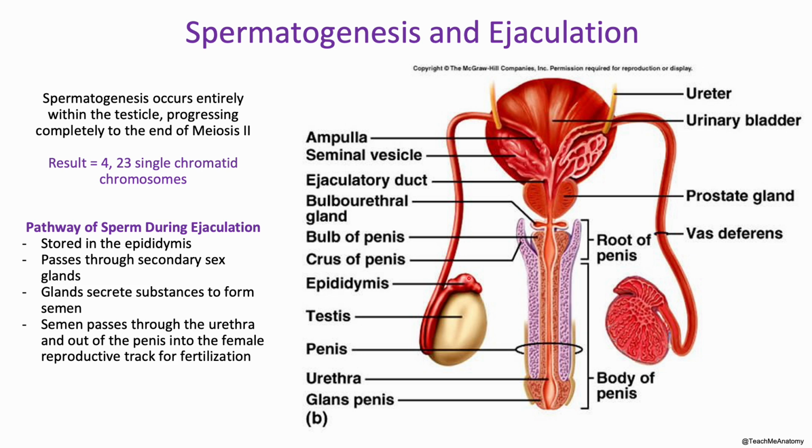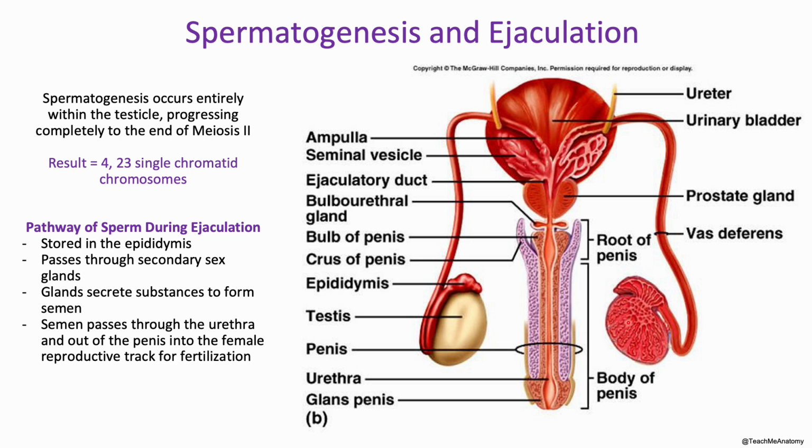During ejaculation, the stored sperm that are in the epididymis are going to pass through the vas deferens. They're going to come up through and they're going to have contributions from the secondary sex glands. So this will be your seminal vesicle as well as your prostate. They're going to add secretions to form semen, and the semen is going to pass through the urethra and then out of the bulb of the penis, the glans of the penis, into the female reproductive tract for fertilization.